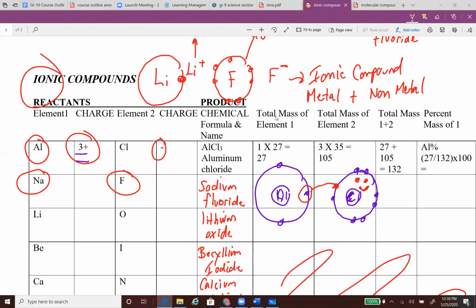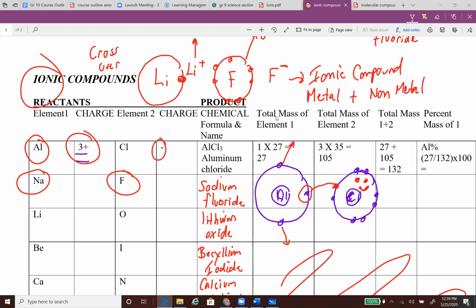But the problem is aluminum is still not happy, because 1 chlorine took 1 electron, but it still has 2 it wants to get rid of. So obviously it would need to pair up with more than 1 chlorine. It would need to pair up with 3. So there's an easy way to figure this out. It's called a crossover rule, okay?